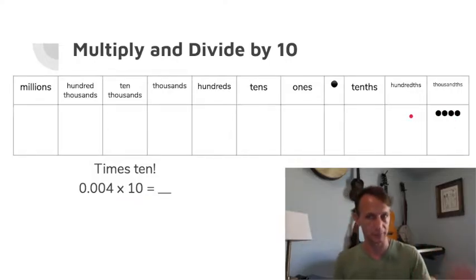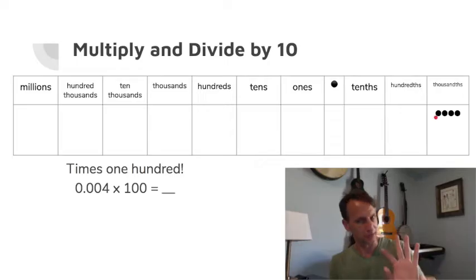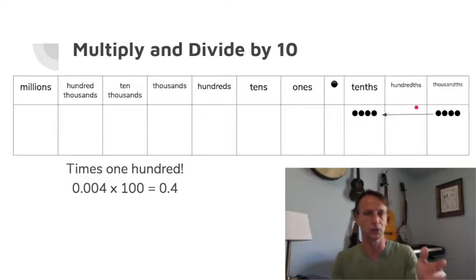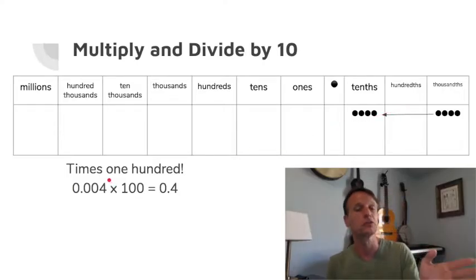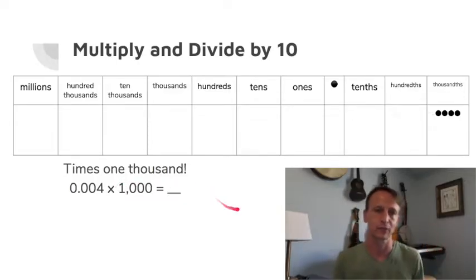Same idea, right? 4 hundredths. Okay. Now, taking that same number, 4 thousandths, we're going to multiply it by 100. So now it's going to advance 2 decimal places to the tenths place. So 4 thousandths times 100 is 4 tenths. Got it? All right. Same number, 4 thousandths, now times 1,000.